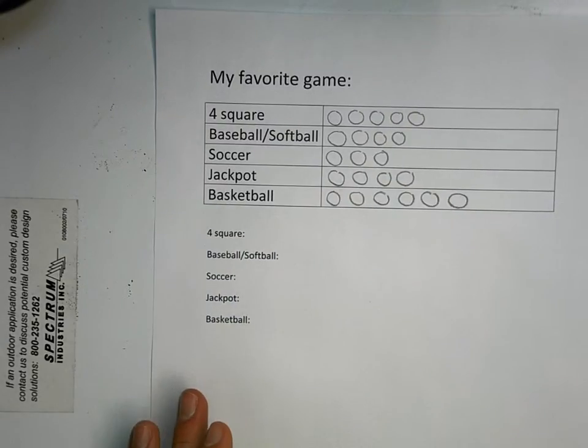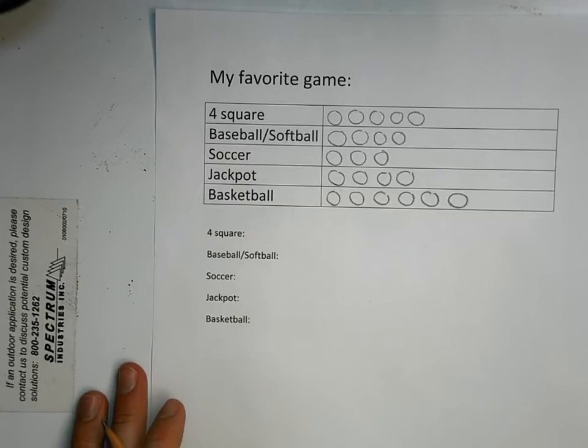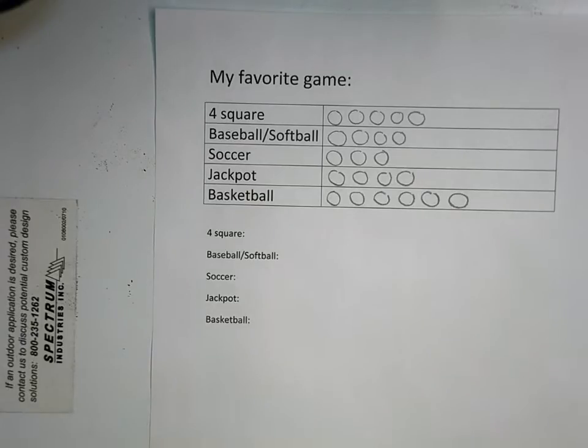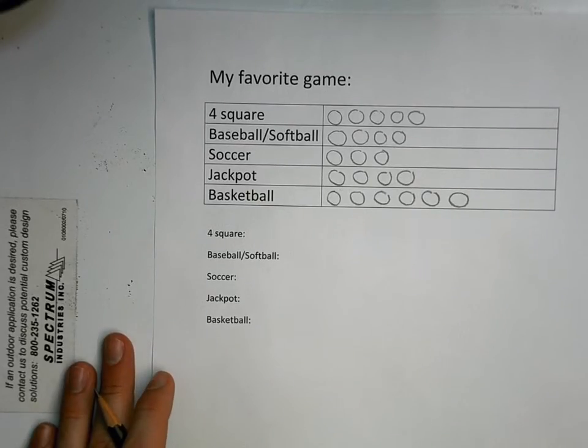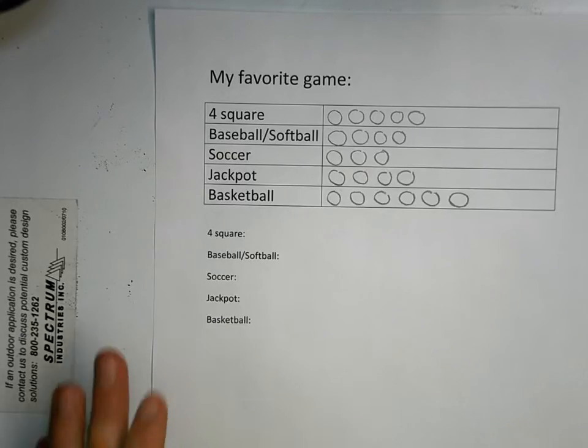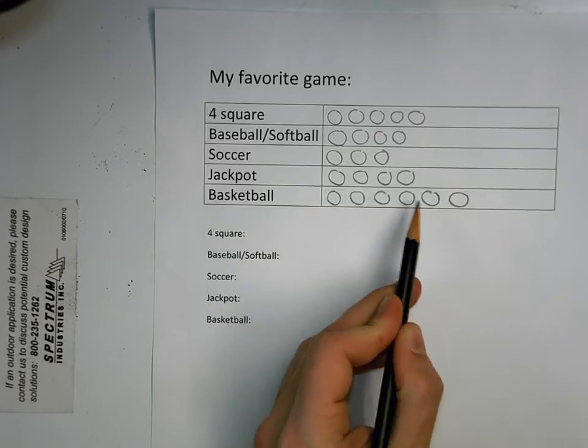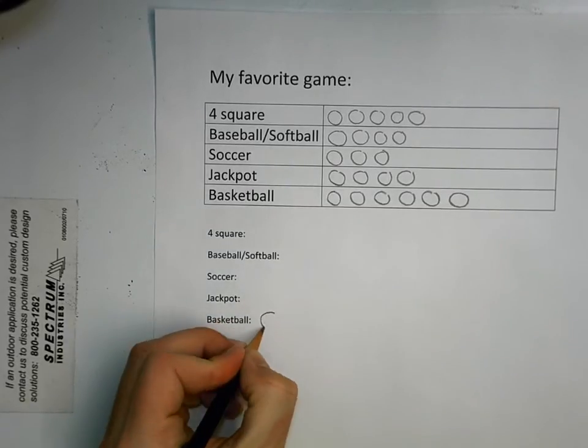Now, let's say somebody walks in and they weren't here when we voted. Can they look at this graph and figure out what the kids in room 2 liked the best? Who can raise their hand and tell me which game did they like the best, and how many children liked that game? Oscar. Basketball. And how many children liked basketball? How do I know there were 6 children who liked basketball? Yes, there are 6 circles. I can count. 1, 2, 3, 4, 5, 6 liked basketball.